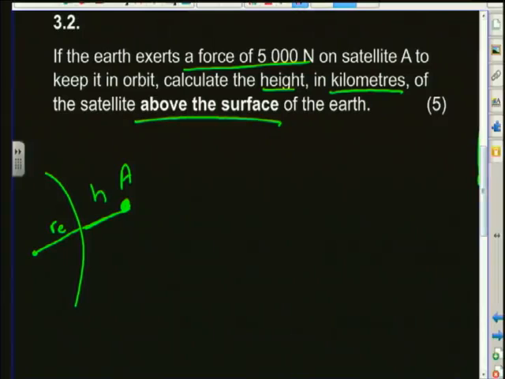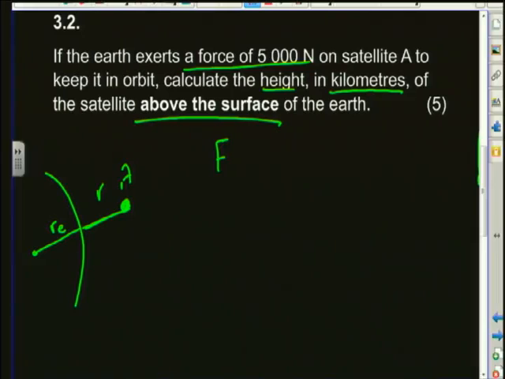Let's call this the radius of the Earth. That's a much better way to put this, and let's just make this r. So, force of attraction is 5,000. The mass of the Earth will be on the information sheet. The radius of the Earth will also be on the information sheet. So, F equals G m1 m2 over r squared. Now, F is 5,000. They told you that.